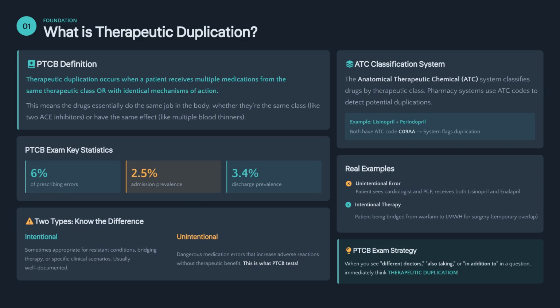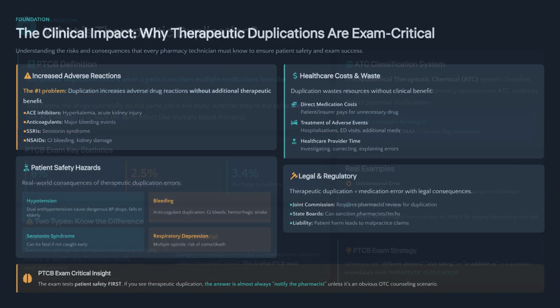Therapeutic duplication occurs when a patient receives multiple medications from the same therapeutic class or with identical mechanisms of action. This error accounts for 6% of prescribing errors. The clinical impact is severe, increasing adverse reactions like bleeding from anticoagulants and serotonin syndrome from SSRIs. Remember, the exam tests patient safety first, so always notify the pharmacist.